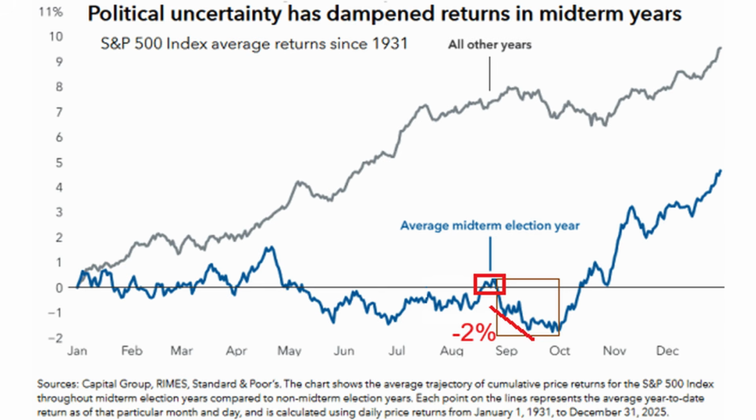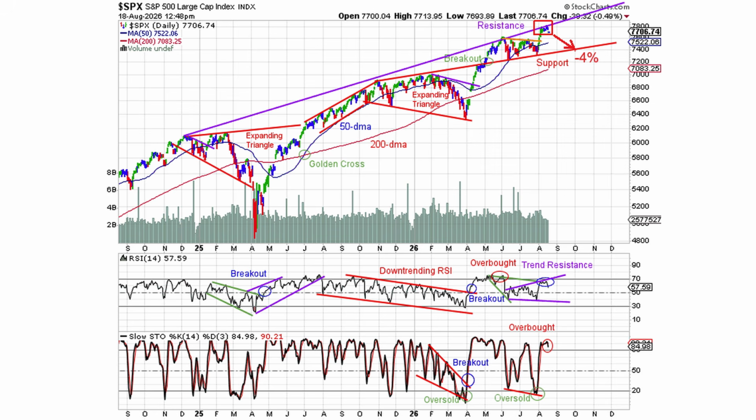Remember, this chart goes all the way back to 1931, so the decline shown here represents an average. Individual midterm years can vary substantially. Going back to the current S&P 500 chart, trend support is represented by the rising red line. If the index were to pull back all the way to this trend support, that would equate to a potential decline of approximately 4% from current levels, which is more than the average 2% historical pullback. And we do not want to participate in that decline.